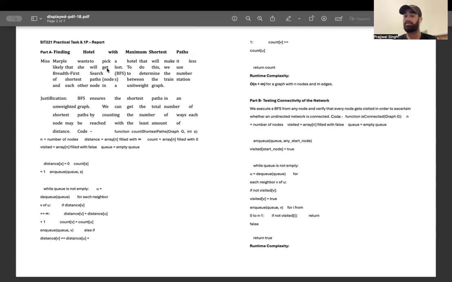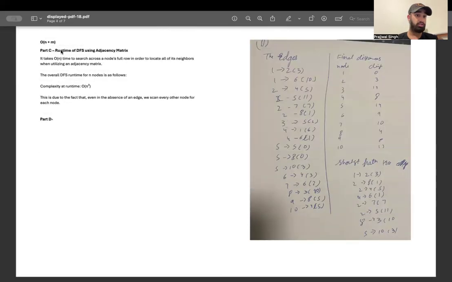This ran in O(n plus m) time, n being the number of nodes and m being the number of edges. Part B was testing connectivity of the network. When executing BFS from any node, if after BFS all nodes were visited, the graph is connected, otherwise it's disconnected. This also ran in O(n plus m) time, as I have written in my complexity right here.